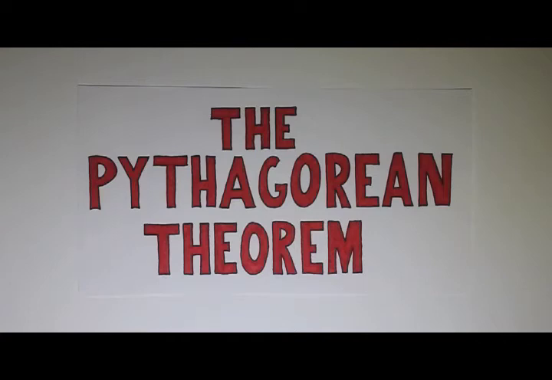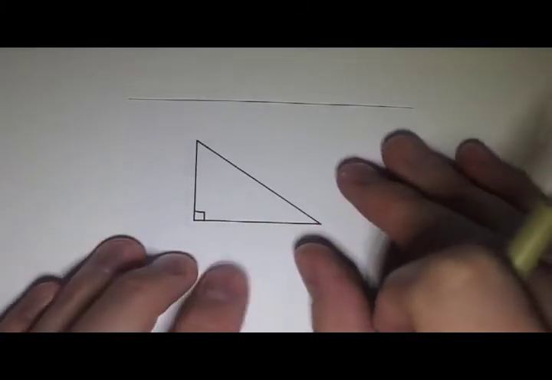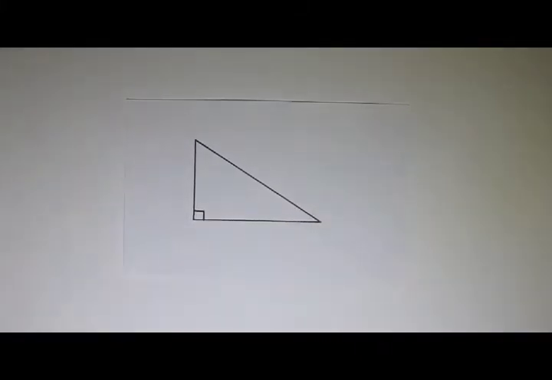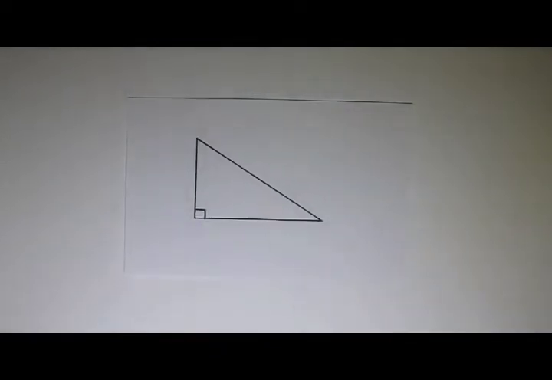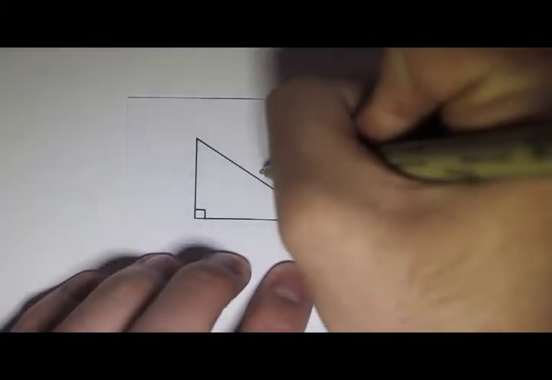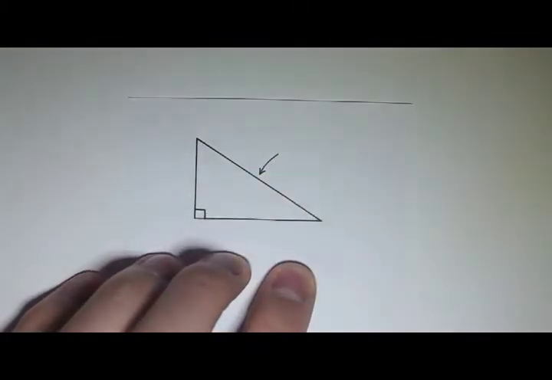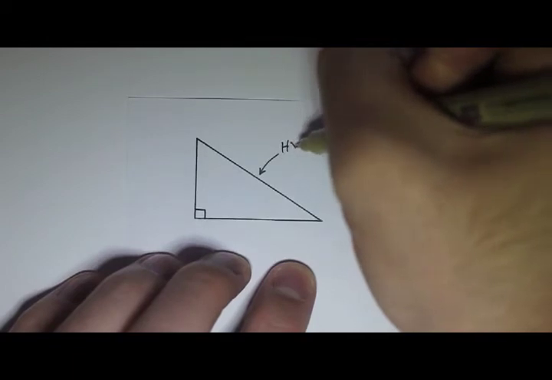Okay, so this is the beginning of a review on the Pythagorean Theorem. And I guess we should start off by talking about right triangles. A right triangle is a triangle that has a 90-degree angle, and that's what that little box right there means. And the side that's across from that right angle, we call that the hypotenuse, and that's probably not the easiest word to spell. I always think of it as hypotenuse.